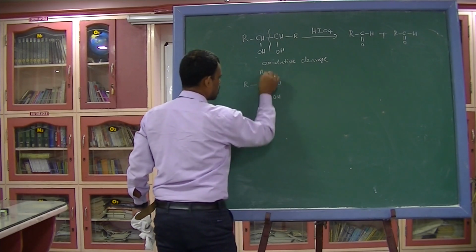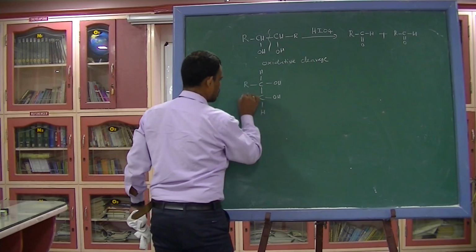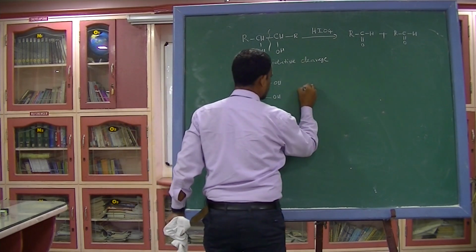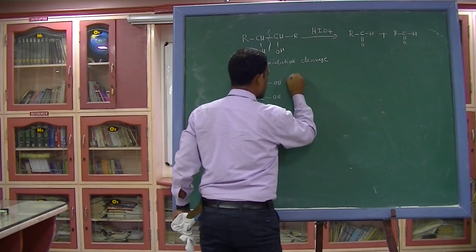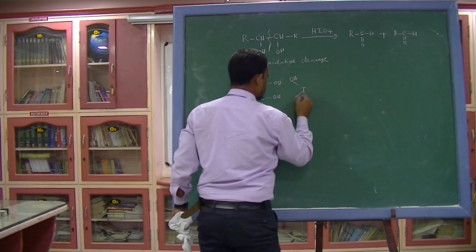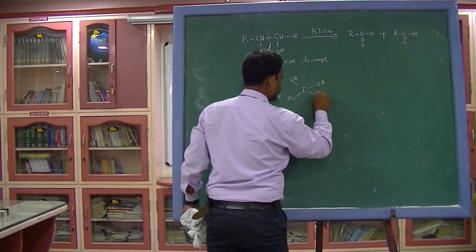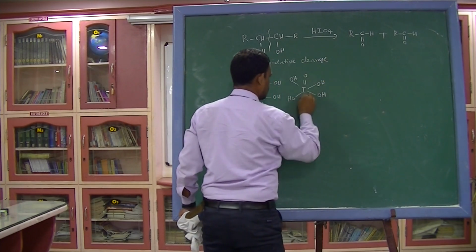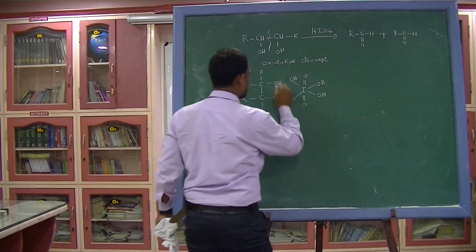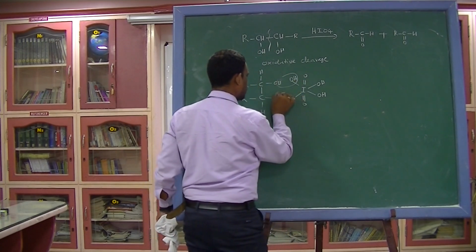So this is a hydrogen and hydrogen. So this is a glycol. So if it reacts with periodic acid, so this is a periodic acid, a water molecule will be eliminated.